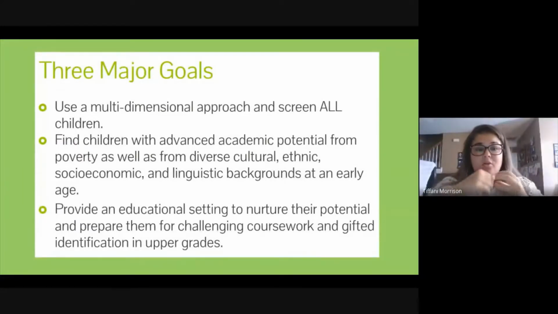Okay, so our three major goals in primary talent pool and with doing response lessons is that we need to have a multi-dimensional approach. We need to be looking at many different pieces of data, and we need to screen all children. We need to find children with advanced academic potential from all background levels, including our diverse cultural, socioeconomic backgrounds. I know my tongue is tied this morning. And we need to provide educational setting to nurture their potential.